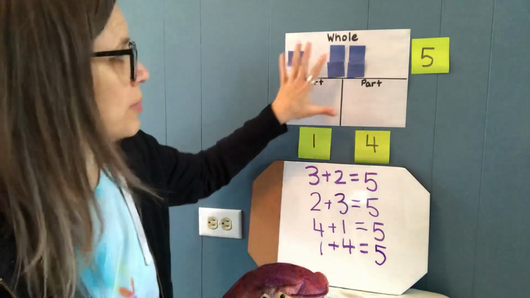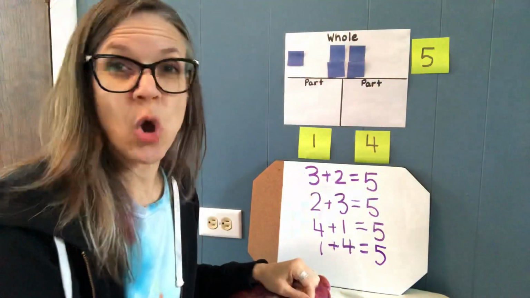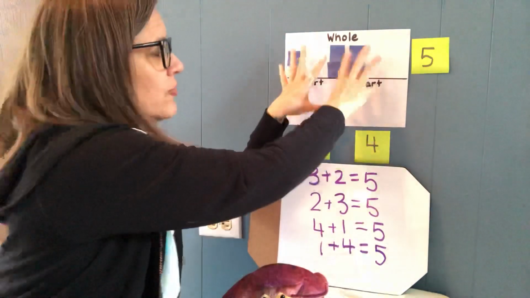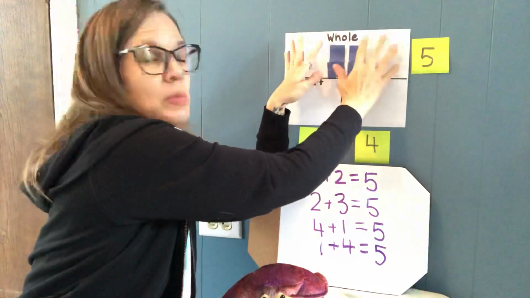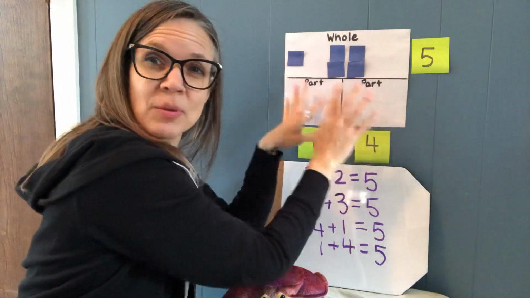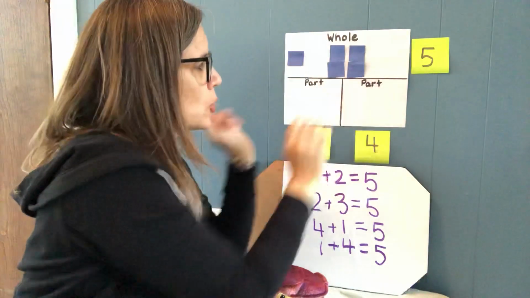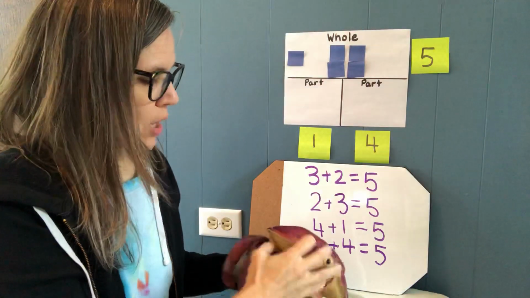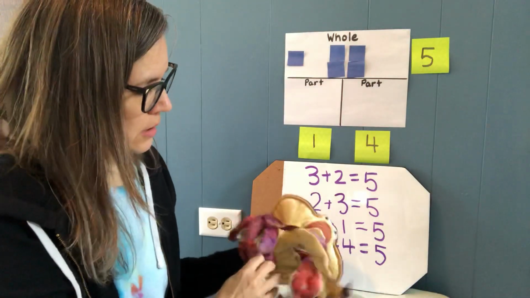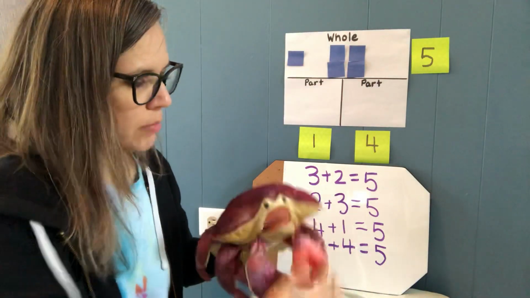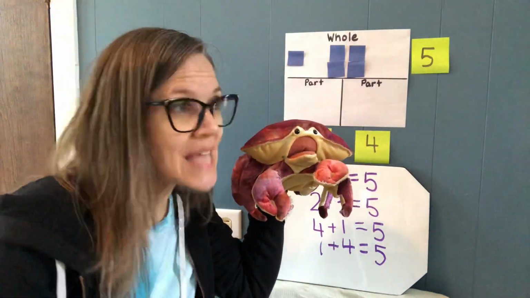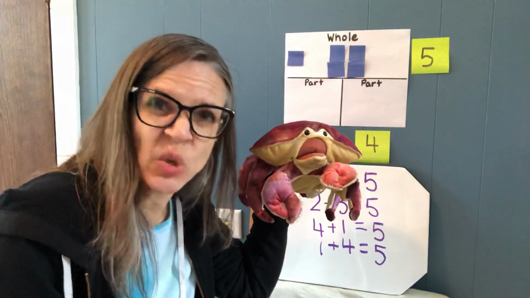Okay, you may play that game at home with different numbers. Maybe you want to try 6. How many different ways can you take a whole group that would be 6 and break it into different parts? What numbers will you end up with down here? But for now, Mr. Krabs is going to join us. And Mr. Krabs has a problem today. Mr. Krabs can only say 5. Isn't that weird? Today he can only say 5.